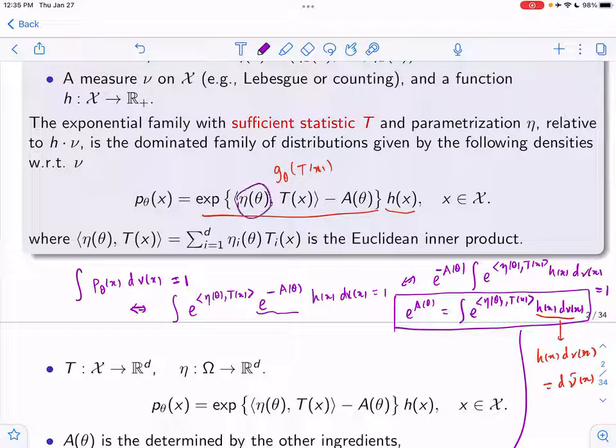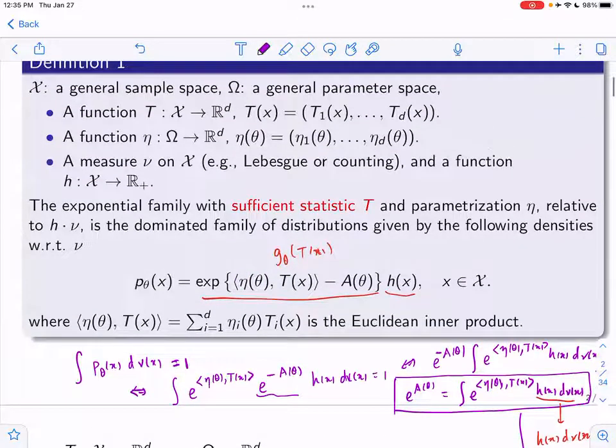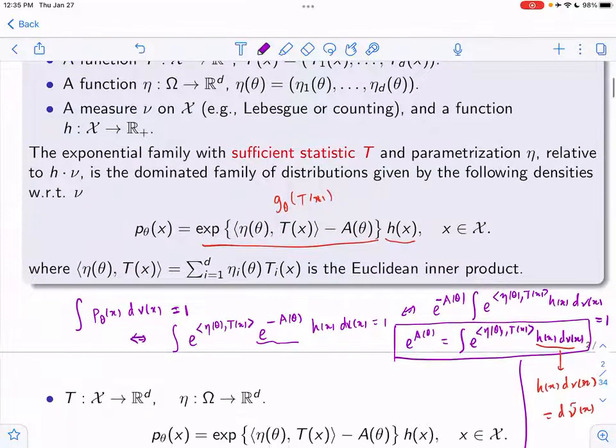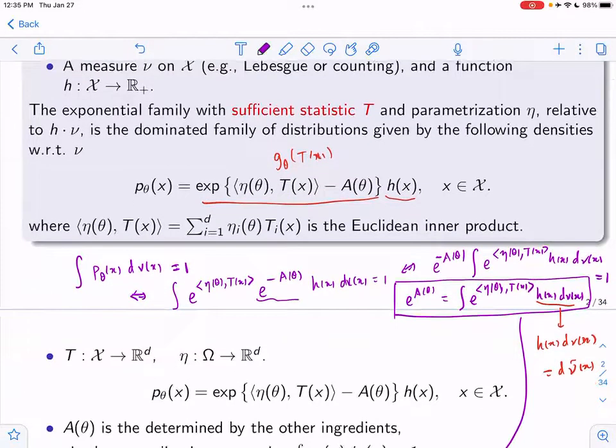This is the parameterization that maps some sort of potentially abstract parameter space into R^d. So both of them are R^d dimensional, and so you can define an inner product and things make sense. This is the log partition function, which automatically comes out once you specify the eta, T, h, and nu, by the fact that the density has to be normalized to be a probability density function.